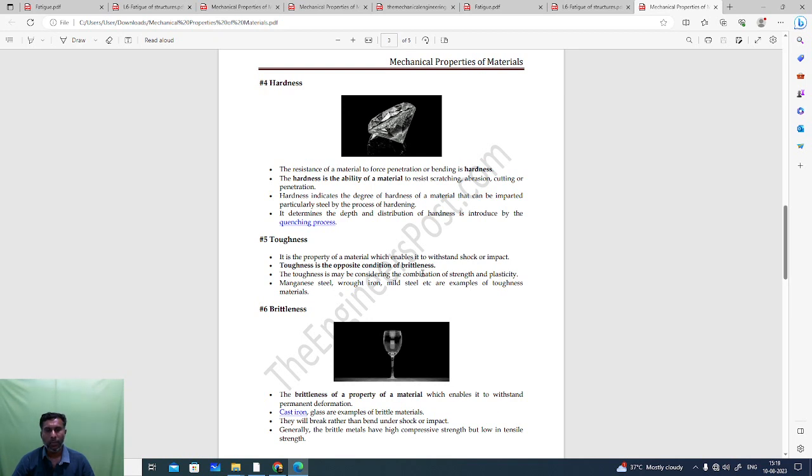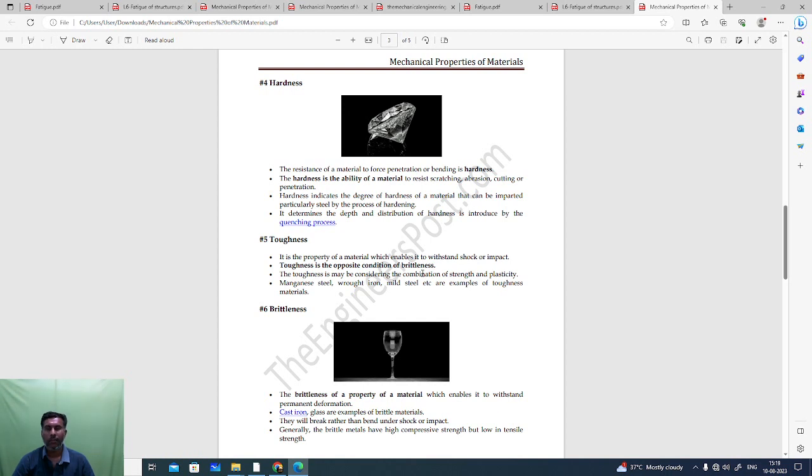Toughness may be considered a combination of strength and plasticity, as in manganese steel, wrought iron, mild steel, etc. These are examples of tough materials. Concrete, being a composite material, also comes under toughness.